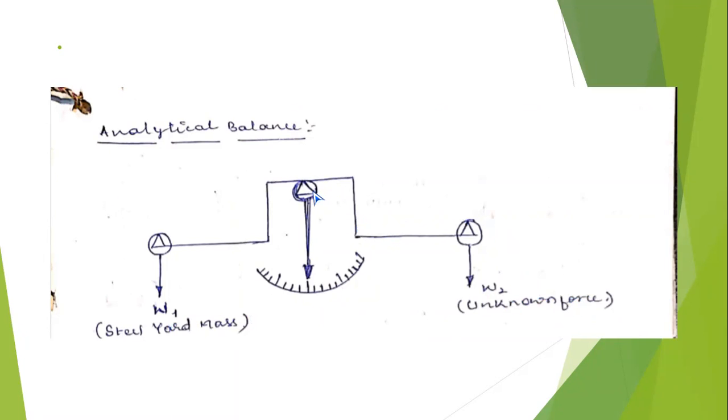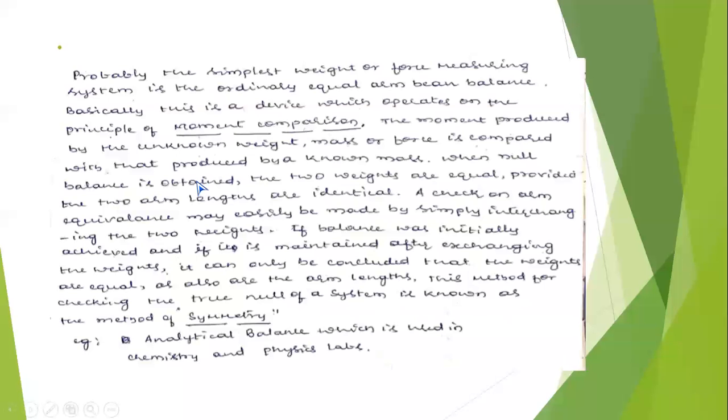And at the center, you have a dial. On the left side and right side of the dial, you have 10 graduations. When this dial comes to the zero position, that is the null balance. That is the exact weight of the unknown force which is placed on the right side. So this is the procedure for measuring an unknown force by using an analytical balance. This is the explanation for the analytical balance.